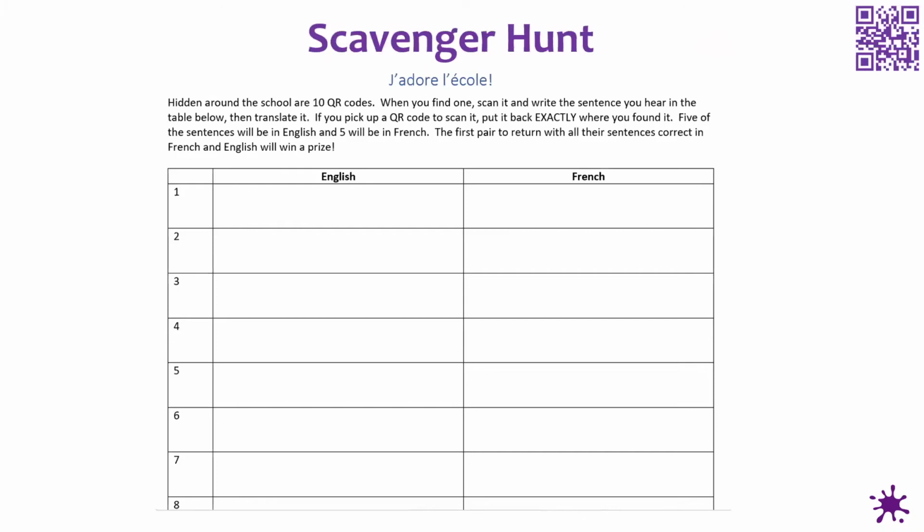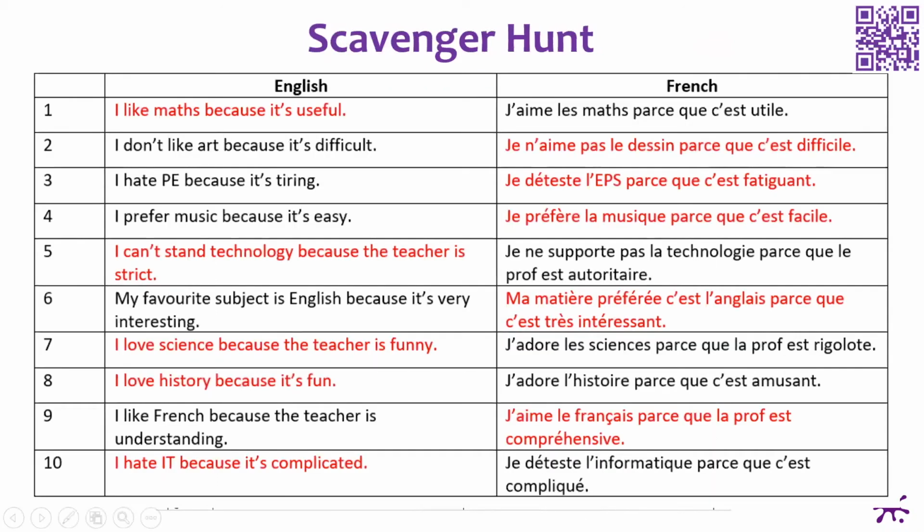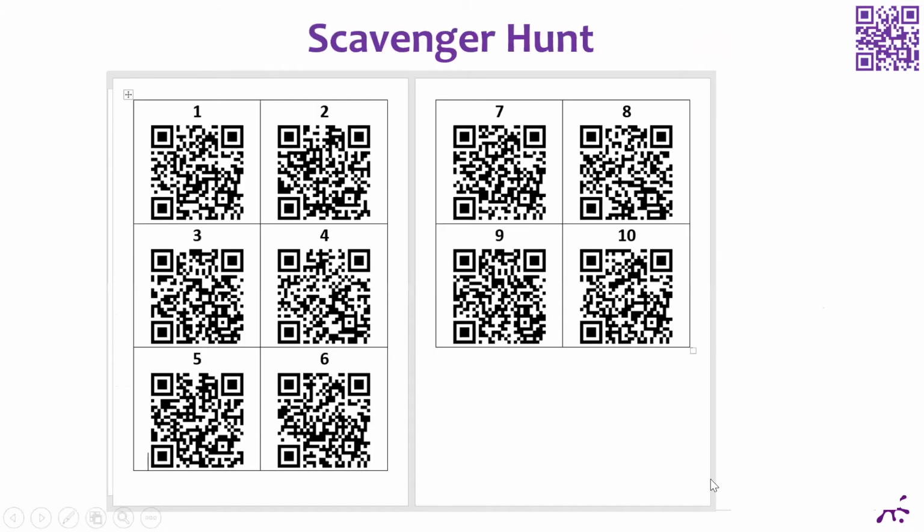But they went out and they were listening. So these were the sentences. The red ones are what I recorded using Vocaroo. And they're the QR codes that I just cut up and placed around the school in different parts of the school. And they had to find them.